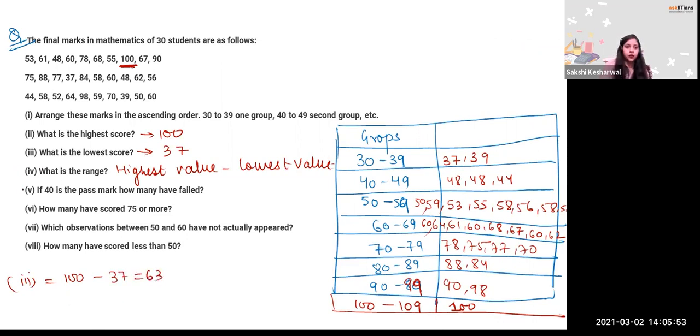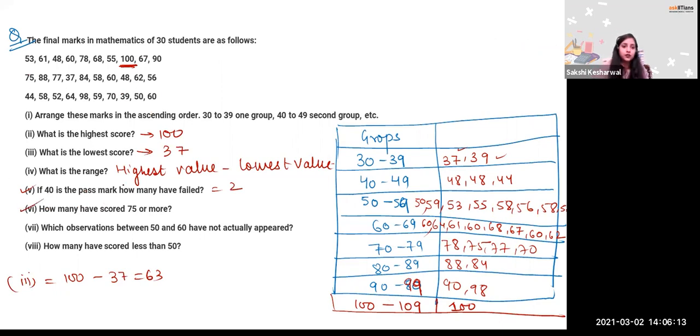63, right? Now coming to the fifth part, if 40 is the pass marks, how many students fail? Students getting less than 40 is how many, beta? 1, 2, right? So it's 2. We got this. See, if you arrange this data, it's very difficult, but when you have this in tabular form, it's very easy to give the answer to whatever you want, right?